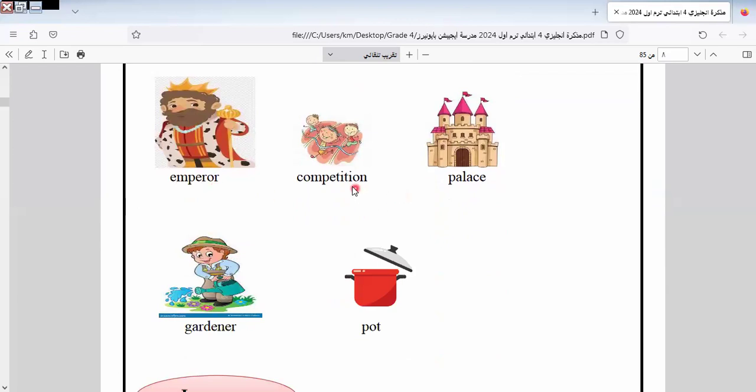We have emperor, competition. I think we took in grade 3 the verb compete and competition. I think it's not strange for you. You are in grade 4, and I think you took this before. It is not difficult to know. Here we have competition, and the verb of competition will be compete, written like this. Compete and competition. We have here palace, gardener and put. Okay, let's continue the rest of the unit to answer the exercise below.